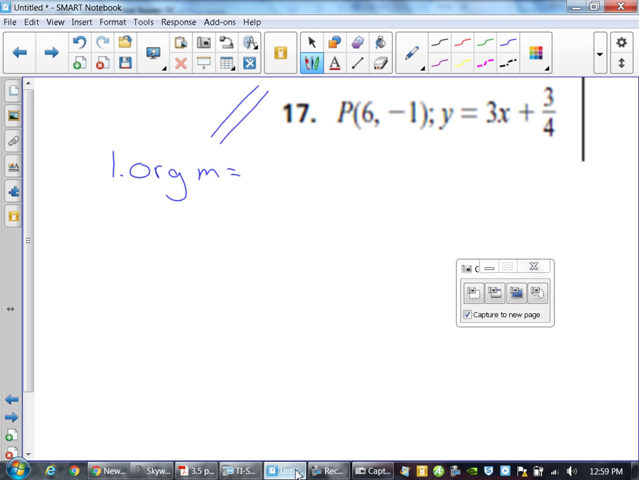The original slope, in this case, remember, first you should ask, is y by itself in the original equation? Yeah. So it's in that slope-intercept form, y equals mx plus b. What's your slope? 3. So you write it down. The original slope's 3. This is a parallel problem. What's parallel to a slope of 3? 3.